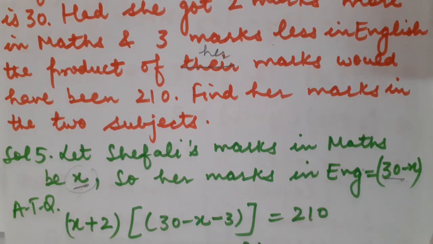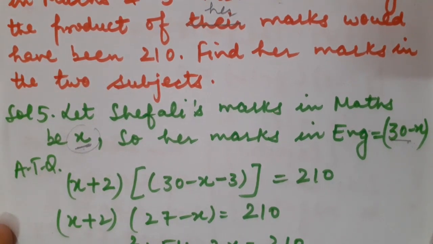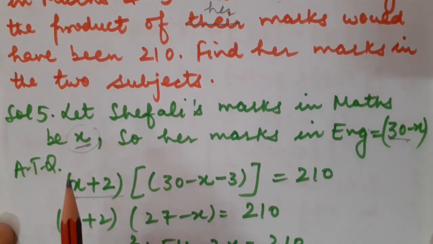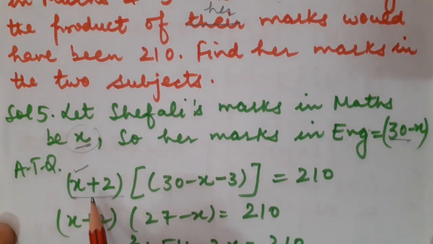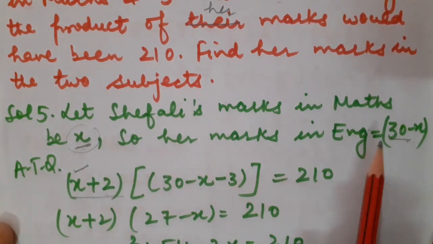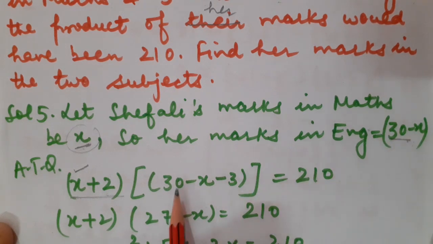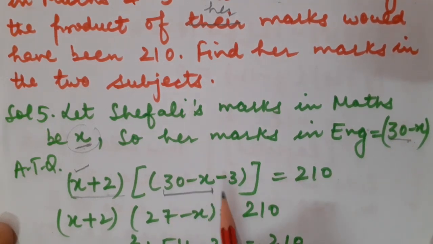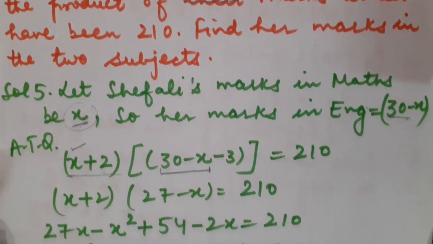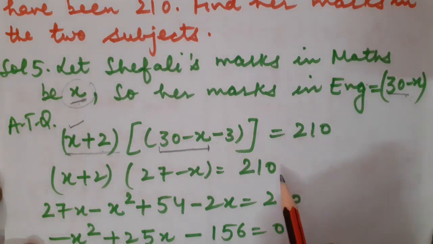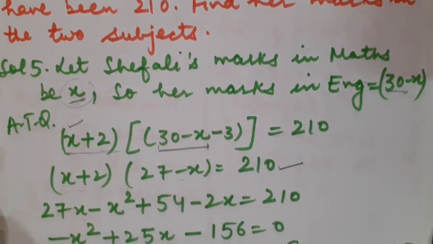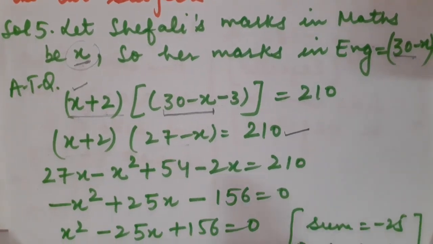Correct? Now according to the question, if she were to get 2 marks more in mathematics, initially she was getting x marks, now 2 marks more will be added, so she will get x plus 2, and 3 marks less in English. Initially she was getting 30 minus x, so I have to reduce 3 marks. So she will get 27 minus x. And the product of both the marks is equal to 210. So definitely after simplifying, we will get a quadratic equation.